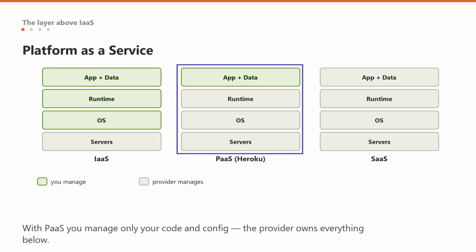Heroku, as a platform as a service, sits in between. You manage only two things, your application code and its configuration. Heroku manages everything else, the operating system, the language runtime, the servers, the load balancing, and the scaling. The trade is simple. You give up fine-grained control, and in return you ship in minutes instead of weeks.